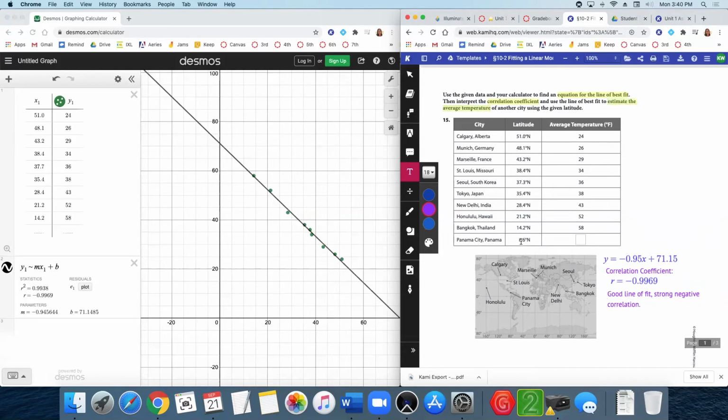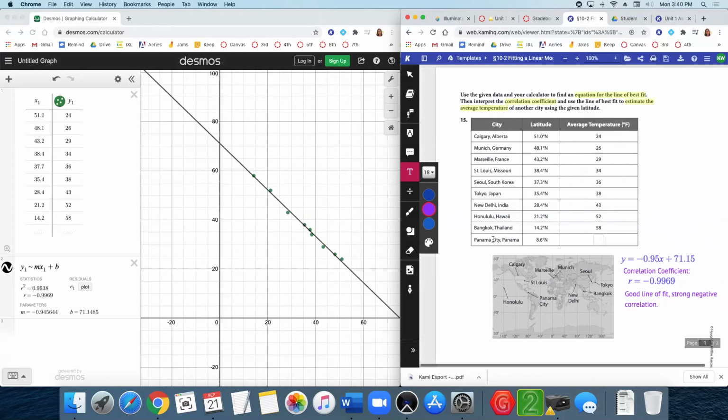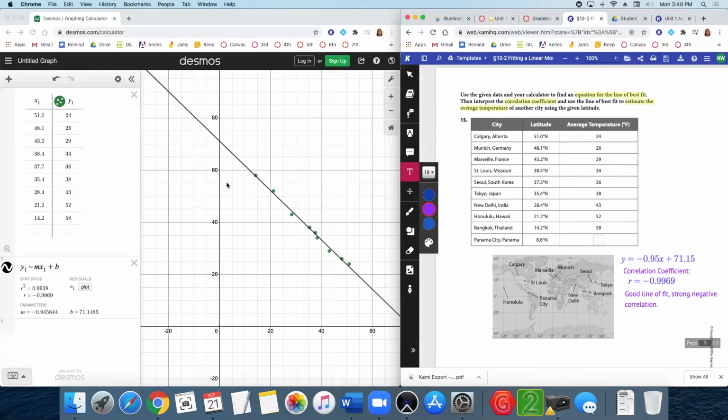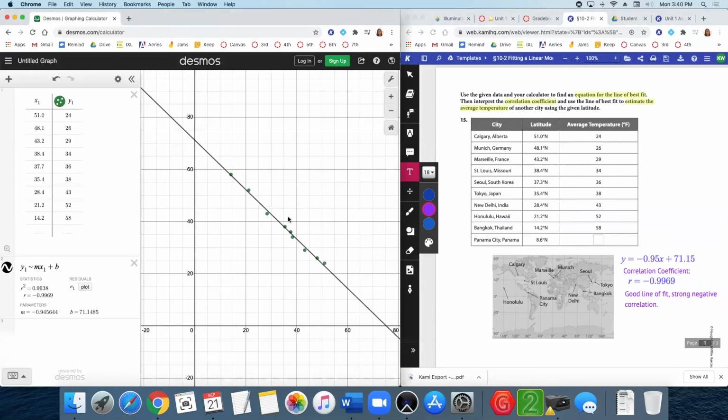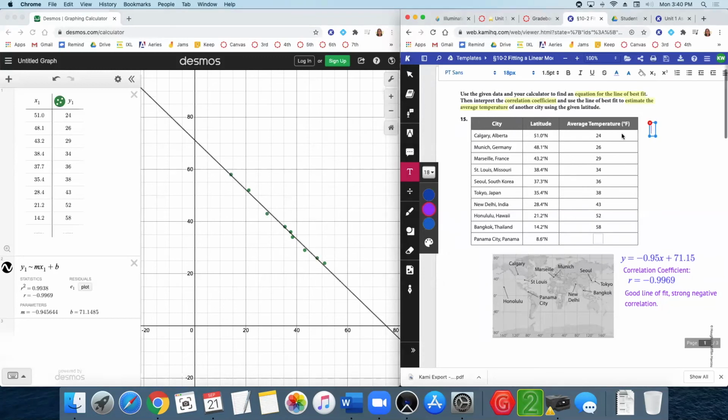Now the next thing we have to do is estimate the average temperature for this city that's given here. So I have 8.6 as the location of Panama City, and then I'm going to use my model to estimate the average temperature. So we're not just going to do this from our graph, estimating like, oh, about this value. We're going to actually type it into our equation, and we can get it that way. So I'll label my work here so you know what I'm doing. I'm finding the average temp for 8.6 degrees north.